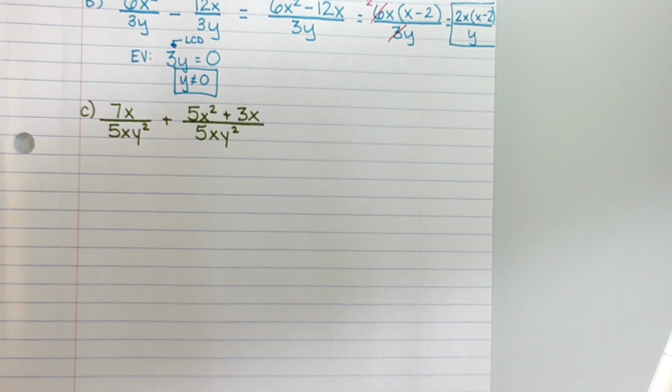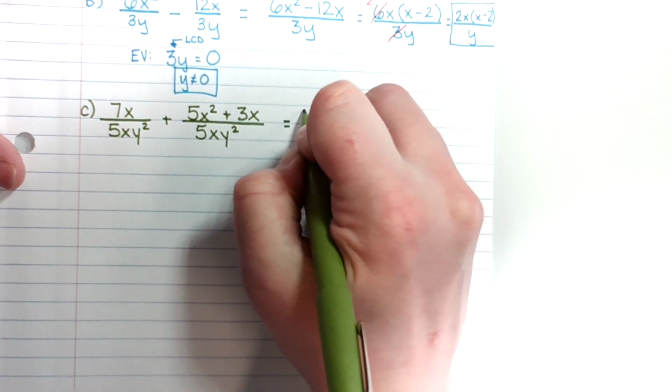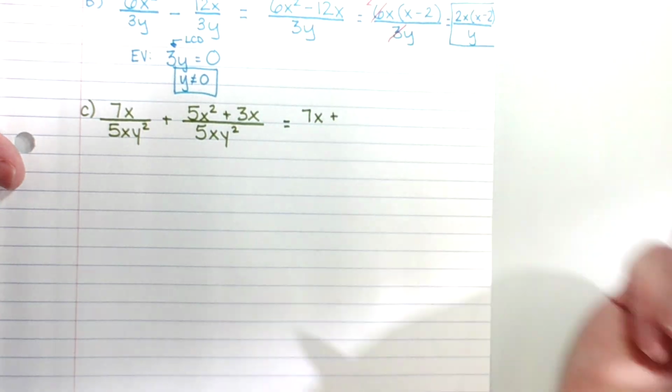This one is adding again. In order to add fractions, you need a common denominator. Do I have that already on this one? Yes, it's another one with a common denominator. So I add. I've got 7x, and I am adding.